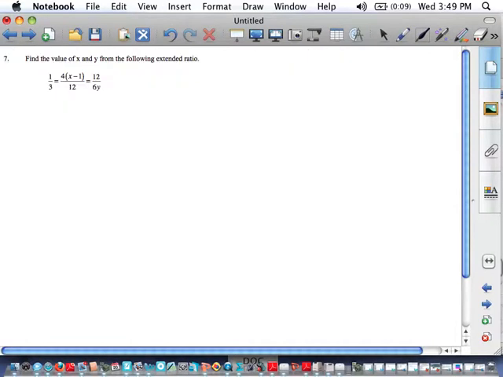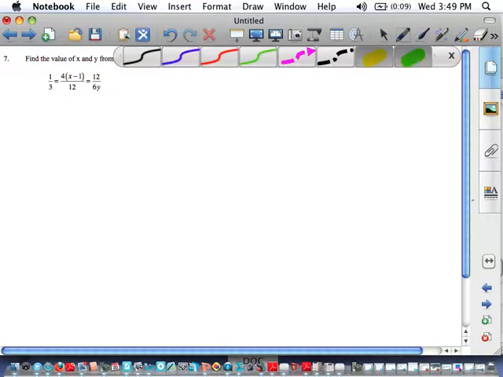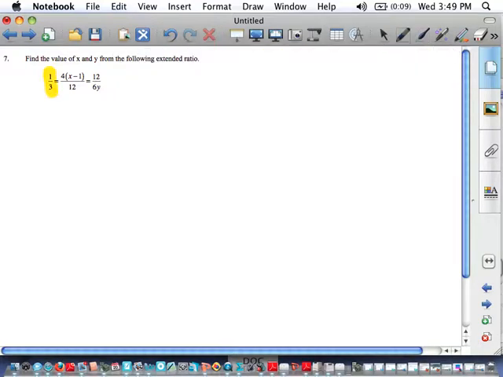Number 7 is an extended proportion. So you have to solve this extended proportion. Remember, you can't solve it the way it is. You have to break it into two separate equations. Choose the equation with only numbers in it. So I have 1/3 is equal to, then choose one of the other equations. I'll choose the one with x first. So I have 4 times x minus 1 over 12.